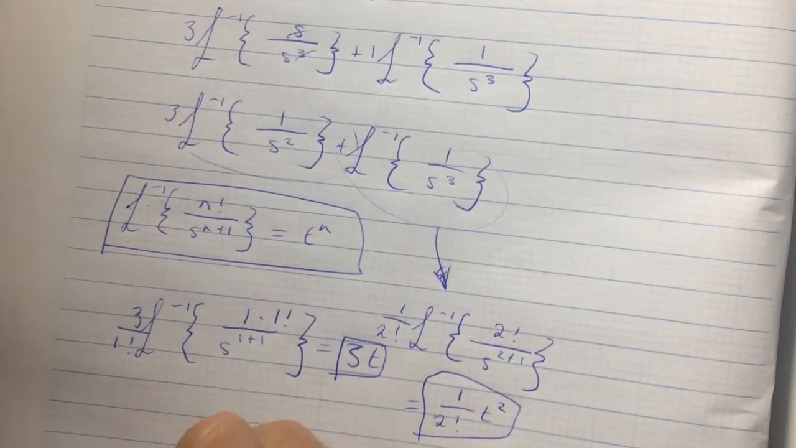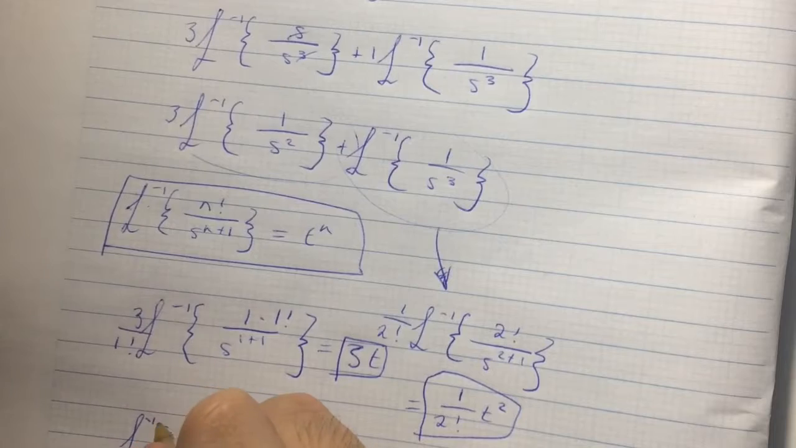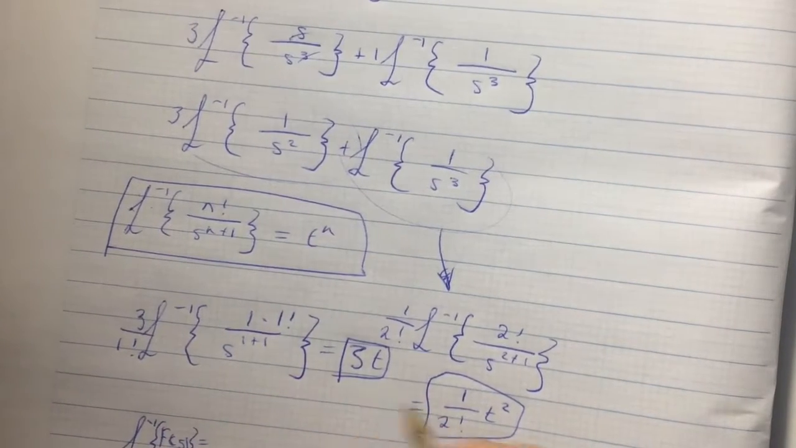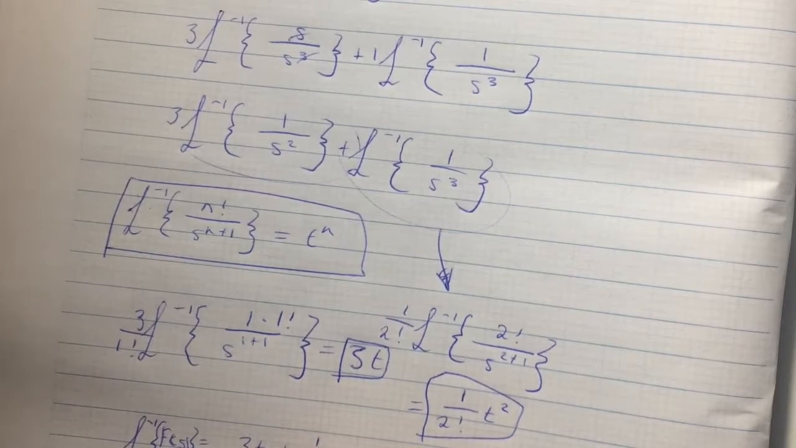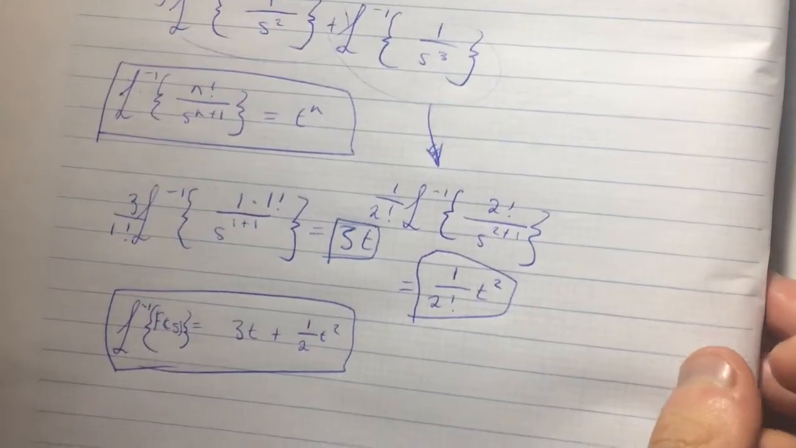So the final answer: the inverse Laplace transform of F(s) is equal to 3t plus 1/2 t squared. And that's the final answer.